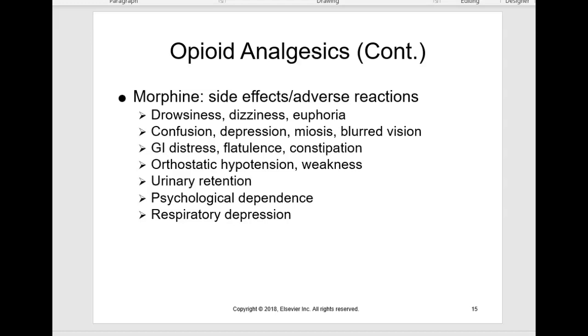They're at risk for hypotension. Orthostatic hypotension is when the patient experiences hypotension when they stand, putting them at risk for falling. It's a safety issue. Weakness, urinary retention, respiratory depression.